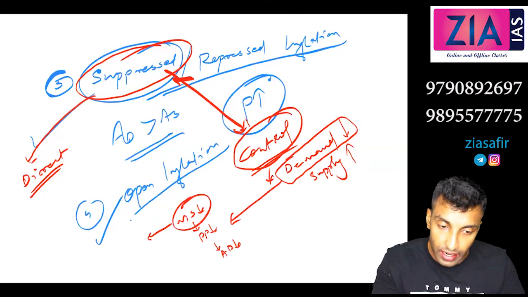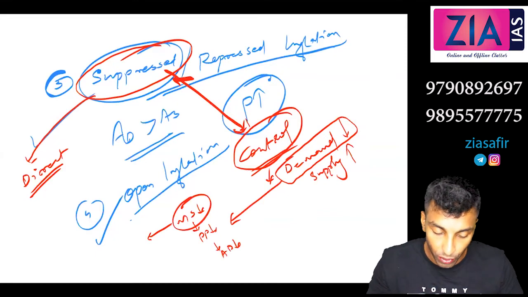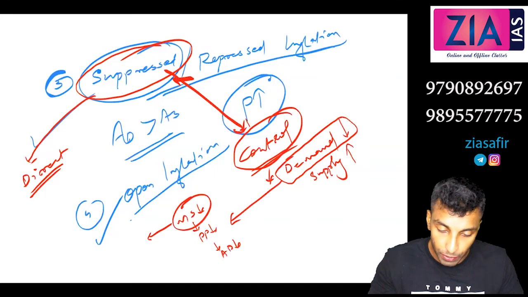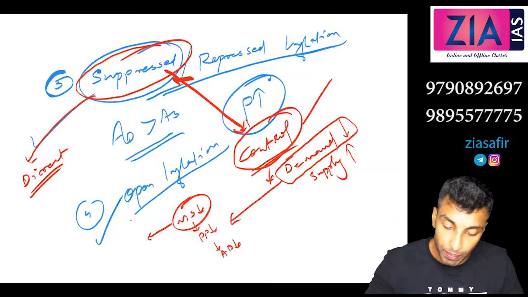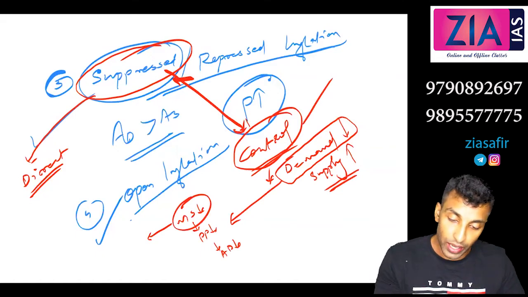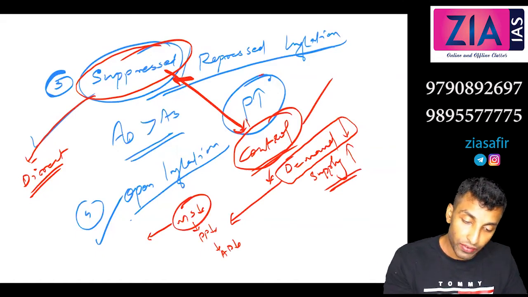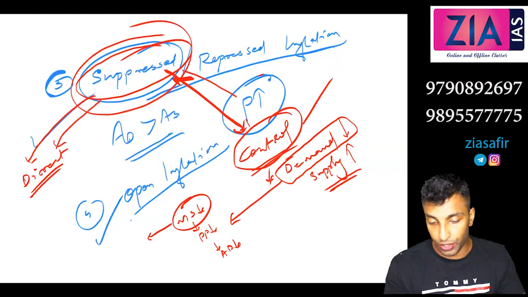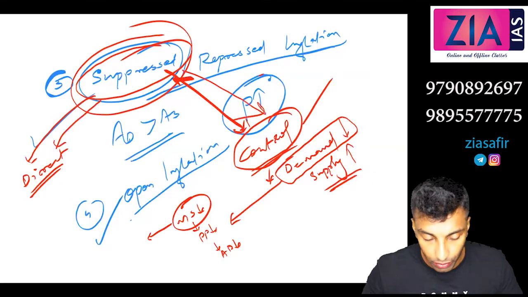Monetary policy like CRR, SLR, repo, reverse repo, all those will increase. And similarly, contractionary fiscal policy, that we have anyway done. This part we have completed, and supply side measures also we have discussed. So the difference: suppressed inflation is direct, and here it is controlled. Both are different. Don't be confused.